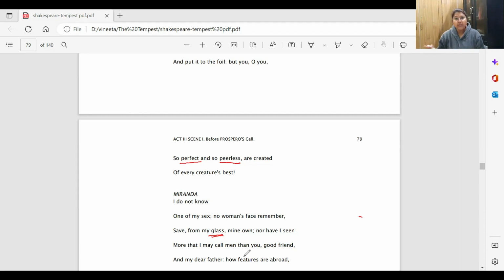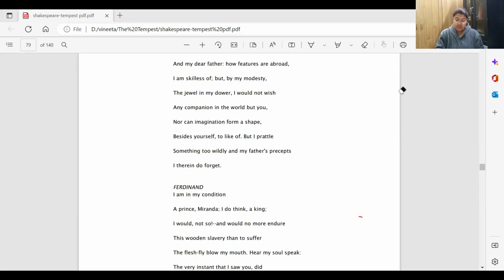And she doesn't remember any woman, and she has not even seen the face of any woman except her own face, which she has seen in the mirror. She says, "How features are abroad, I am skillless of." Skillless here means ignorant. She says, I'm ignorant of how features are abroad. Abroad, you can say, in the outside world.